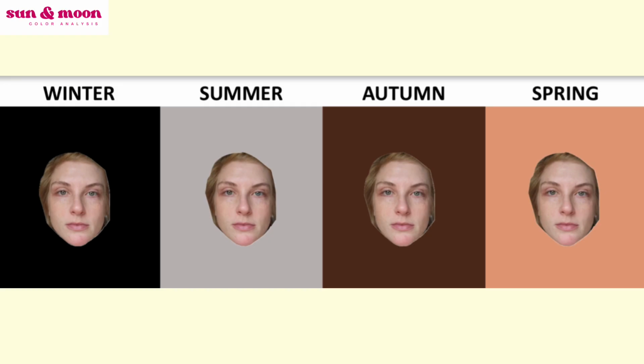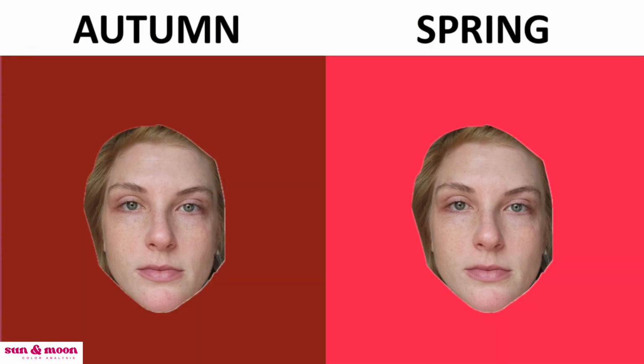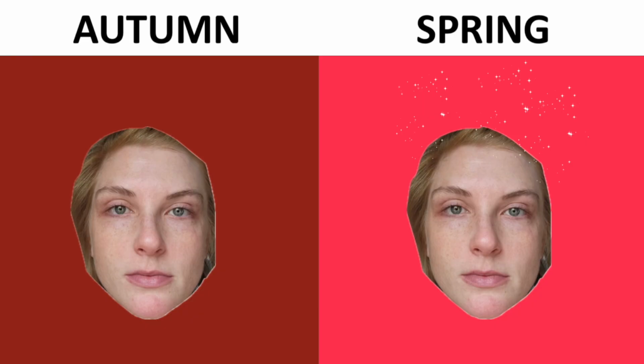So I'm going to start from the top here. Black, gray, brown, and the peach. I'm really going to be focusing on this autumn and spring right here. Here in the rusty red, a little brickish, like a brick red, versus this bright, almost neon pink. I am seeing that she becomes shadowed in the autumn compared to, look how fresh she looks in the spring. This is a very big deal. Like, she looks like she is much healthier and alive and fresh in the spring here.